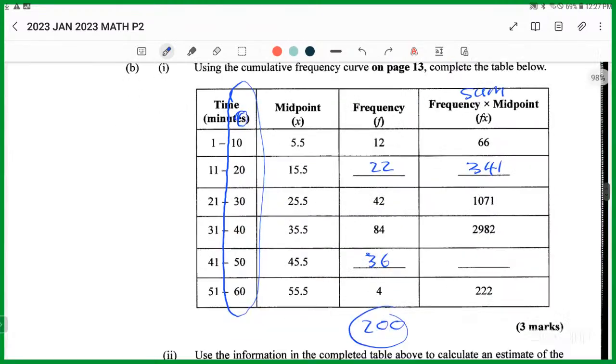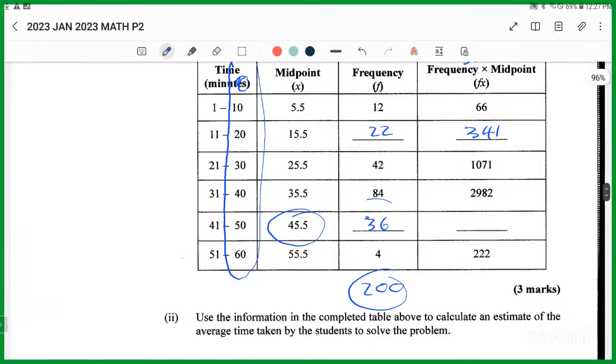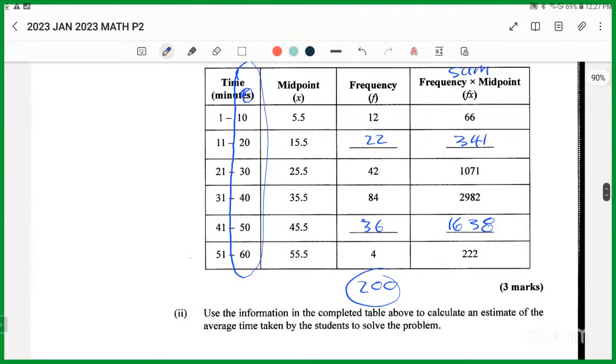And then this one now is 45.5 times 36. What do we get for this one? 1638. That's it. And then everything adds up. That's the sum of the sum. What do these add up to? You need the sum of the sum to get the mean.